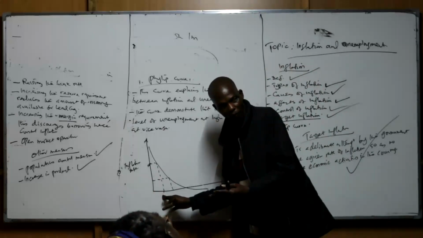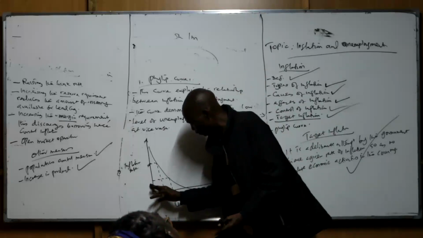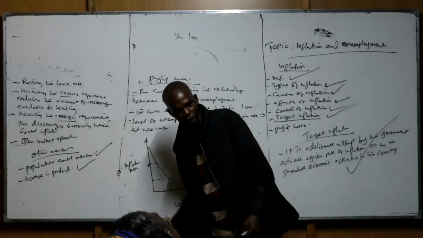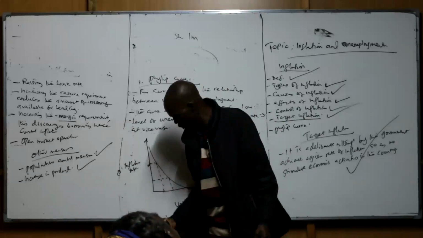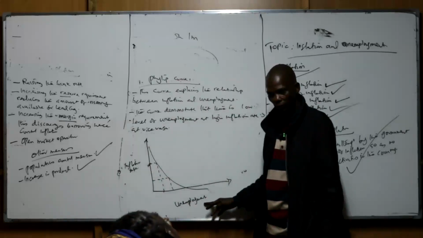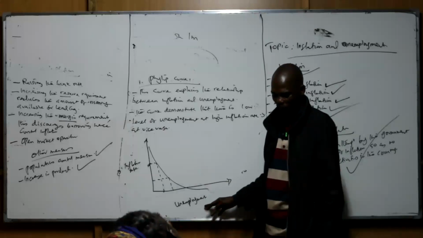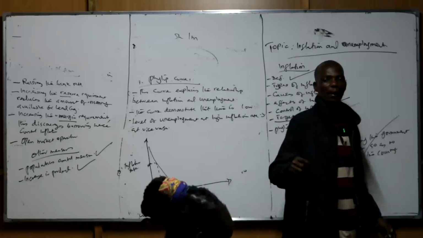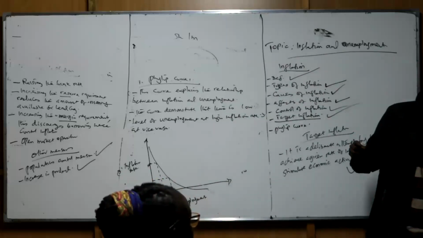You can see, with high inflation, unemployment is low, so more people have jobs. But when it goes down, you can see more people, unemployment also increases. Remember again, we say it depends on the inflation.